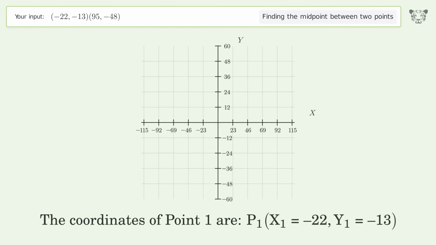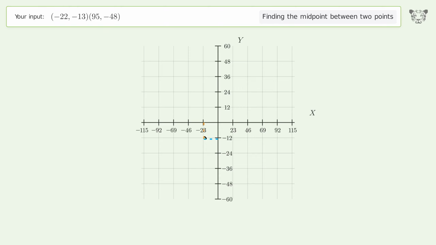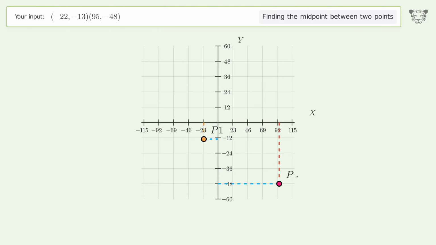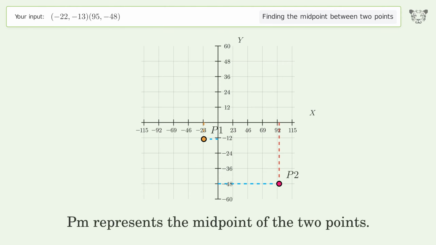The coordinates of point 1 are, x1 equals negative 22, y1 equals negative 13. The coordinates of point 2 are, x2 equals 95, y2 equals negative 48. PM represents the midpoint of the 2 points.